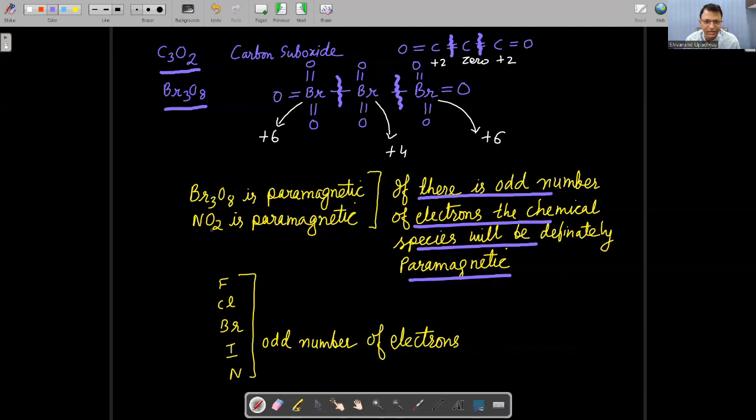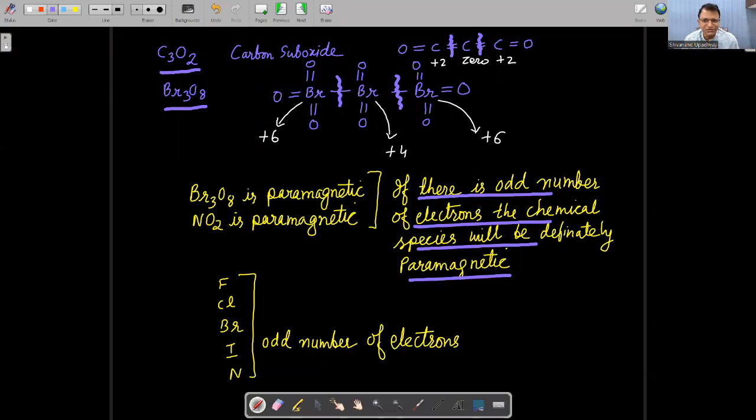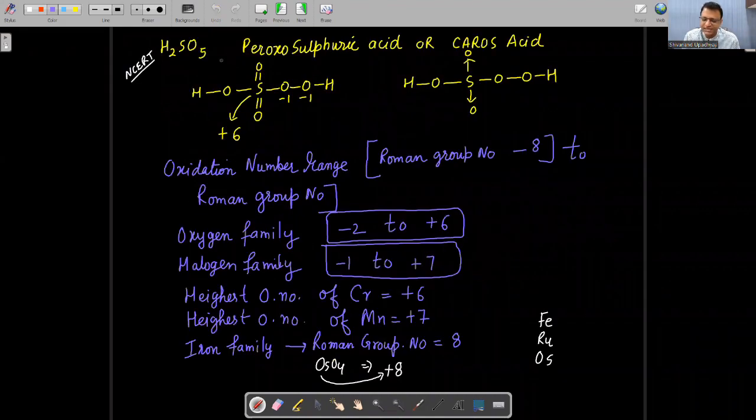Same way we can say for NO2: nitrogen has an odd number of electrons, odd plus even is odd, so again it is paramagnetic. For diatomic ions and molecules, we'll apply molecular orbital theory to find out whether those molecules are diamagnetic or paramagnetic. But for other chemical species, this is a way to say that a chemical species is paramagnetic. So these examples are given in NCERT.